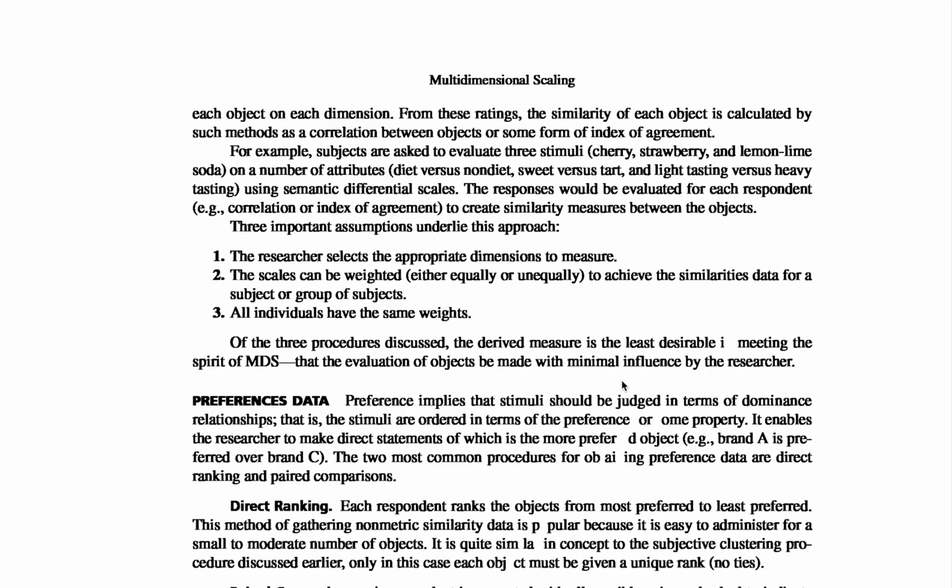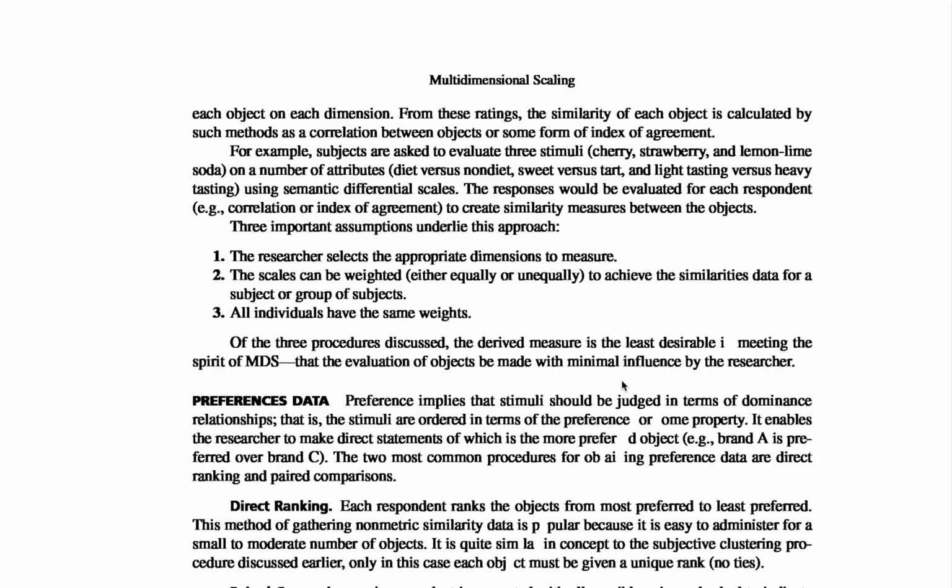number of attributes: diet versus non-diet, sweet versus not sweet, and light tasting versus heavy tasting. Using the semantic differential scale, each respondent would be evaluated, for example, by correlation or index of agreement, to create similarity measurements between the objects. Three important assumptions underlie this approach. The researcher selects the appropriate dimensions to measure. The scales can be weighted either equally or unequally to achieve the similarities data for the subjects or group of subjects. All individuals have the same weight. These are the three procedures discussed.